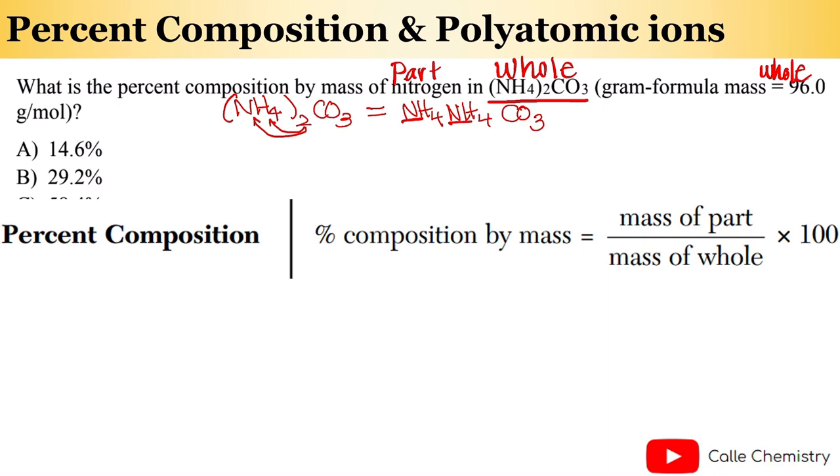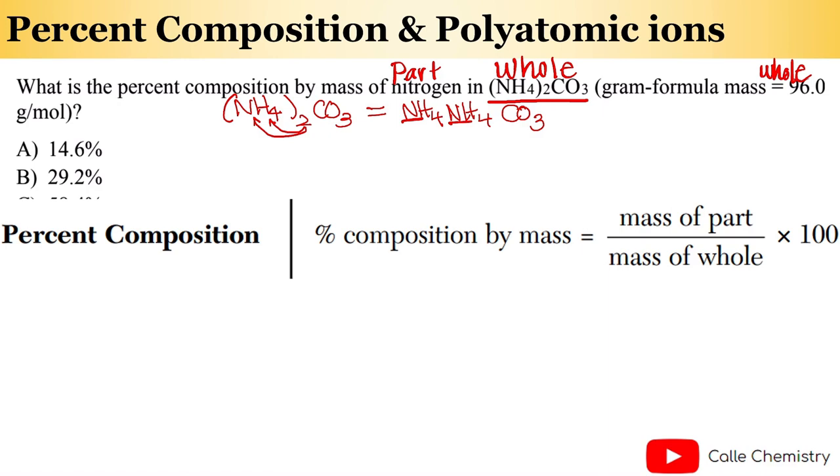Going back to the problem, percent composition by mass of nitrogen in this. So the mass of the part is going to be the molar mass of the nitrogen times 2 because we have 2 nitrogen. So that'll be on the periodic table. If you find nitrogen, you're going to take the molar mass, multiply it by 2, and that's going to be your mass of part. You're going to put that over the mass of the whole, which they give you in the problem, which is 96. Multiply it by 100, and you get your answer.